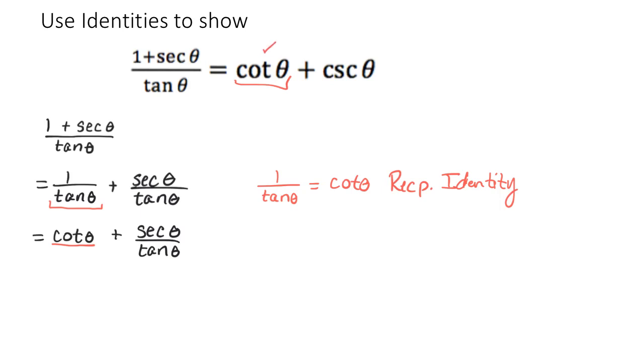Now the other goal is trying to turn this fraction, secant of theta divided by tangent of theta, into cosecant of theta. Well, I don't necessarily see an easy identity that I can use to immediately do that. So I'm going to try to turn secant and tangent into like terms. I know secant can be turned into 1 over cosine, and I know that tangent can be turned into sine over cosine, so that I have some like terms there that I can simplify and work with. So I can use a reciprocal identity and a quotient identity.